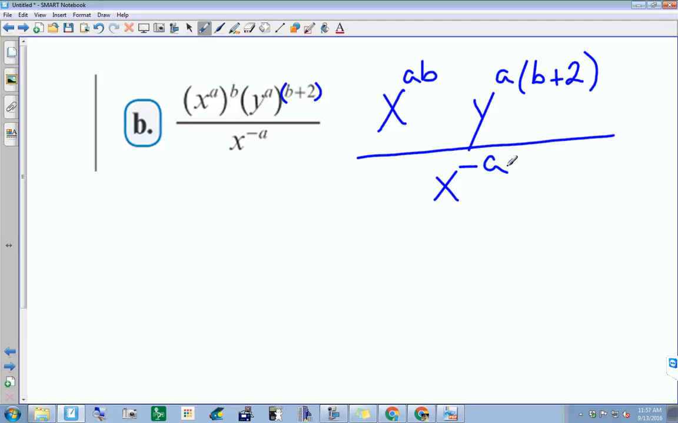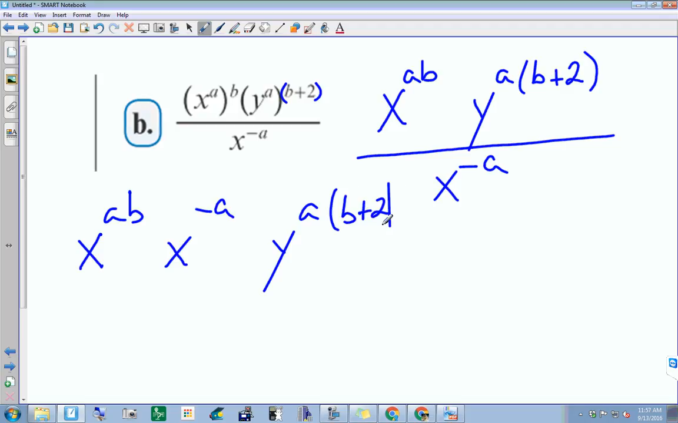Yeah, there's really not much. You could move the x up there if you chose. Okay? So if I did that, then I would be seeing this: x^(ab), x^(-a), y^(a(b+2)). Is there anything more that I could do with that?